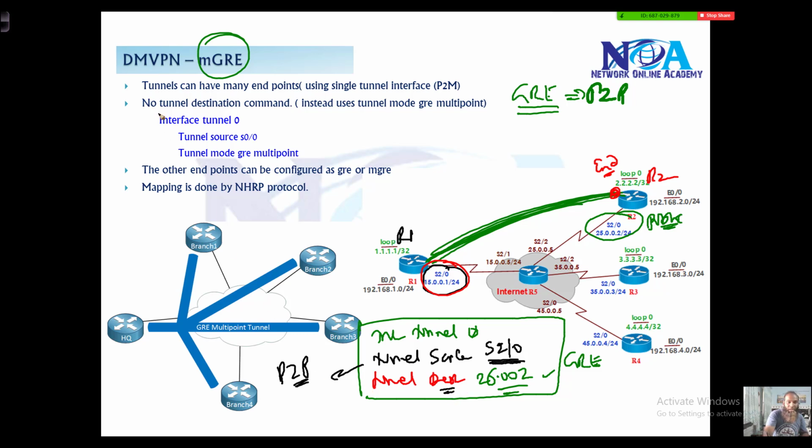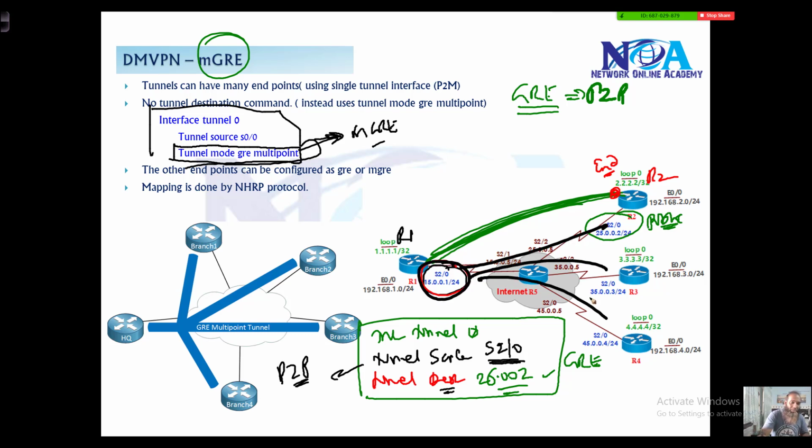In the case of multipoint GRE, the difference is that there is no tunnel destination command. Instead of tunnel destination, we just mention that the tunnel mode is GRE multipoint, because we are not sure how many multipoint connections I'm going to establish in DMVPN. So this command is not there. And one more thing: if you're using GRE, this public IP must be a static public IP. If that public IP changes, the tunnel is not going to work.